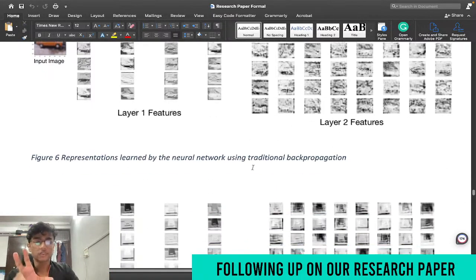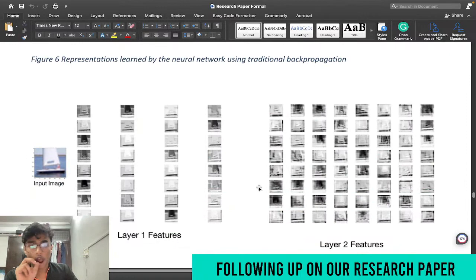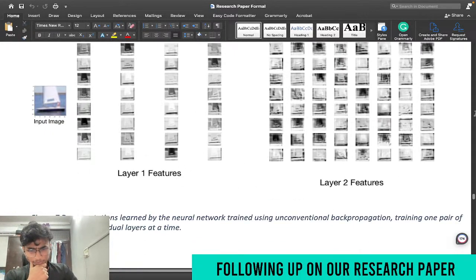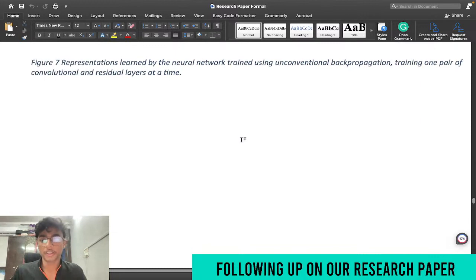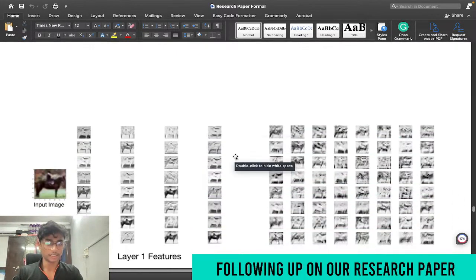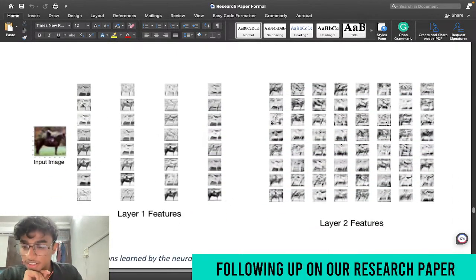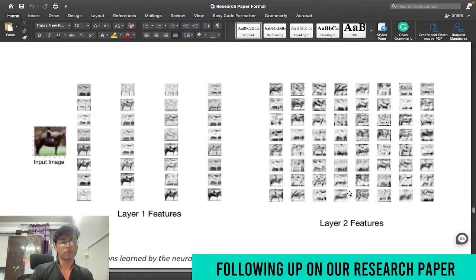But if we use the layer wise training, you can see how much more interpretable that is. This is layer wise training at a 50% degree. But if we completely train it layer by layer, this is the first layer's training parameters, the different shades of colors. This is exactly the same as a traditional neural network. But when we come to the layer 2 features, they are much more interpretable.